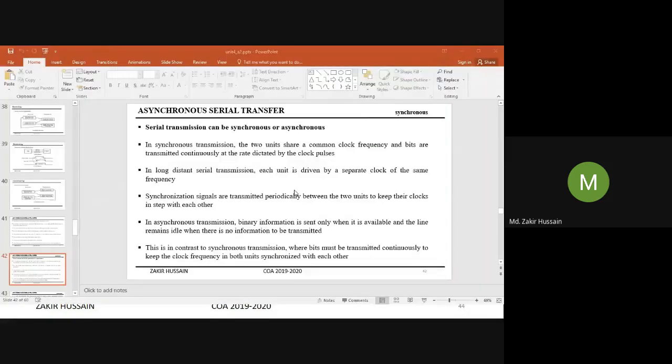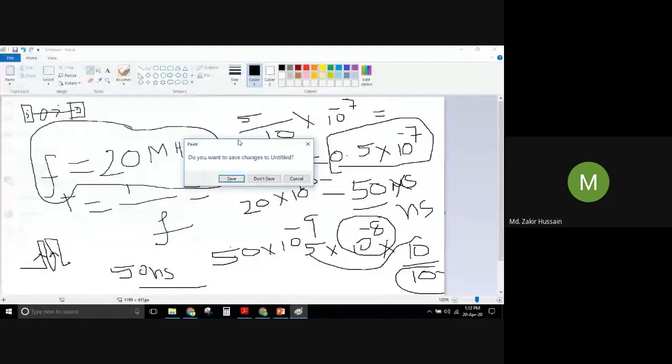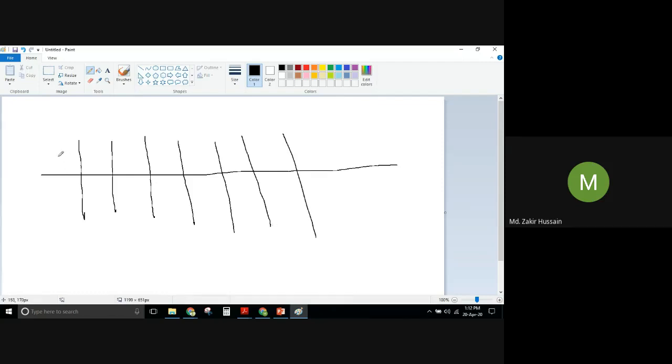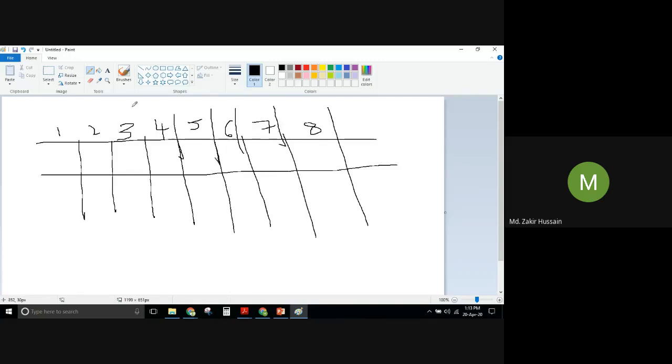So let us quickly go there. Let us segment like this. Let us put here 1, 2, 3, 4, 5, 6, 7, 8. So these 8 actually comprise our character code, the actual bits.